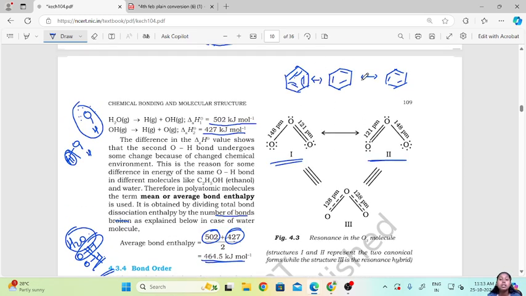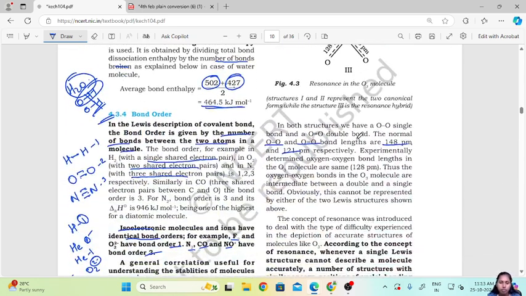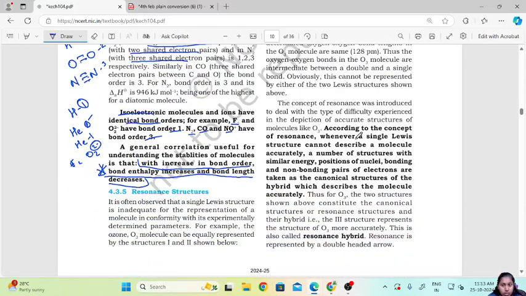Now, which one is the original structure, or which one is the actual structure in which benzene exists, or for that matter ozone exists? That we can't predict, right? So to remove such difficulties, the concept of resonance was introduced. According to the concept of resonance, whenever a single Lewis structure cannot describe a molecule accurately, a number of structures with similar energy, position of nuclei, bonding and non-bonding pairs of electrons are taken as the canonical structures of the hybrid which describes the molecule accurately.